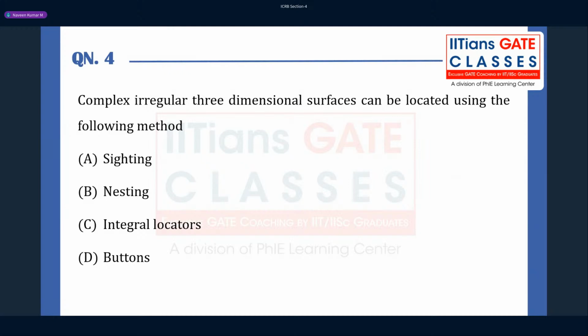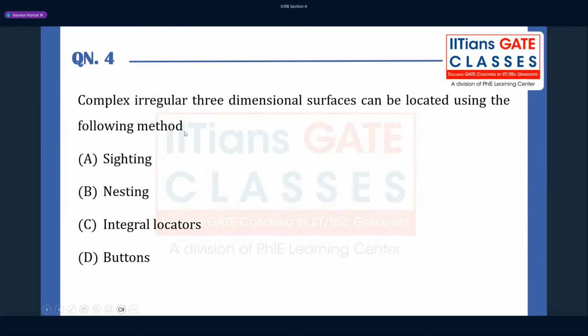But if you're preparing for the engineering services examination, then this kind of thing will be covered in detail in the syllabus. Yet again, the question is a little out of syllabus. But they said jigs and fixtures, so you have to know everything about them. One more problem here is that unless you see it, you won't be able to remember it. That is a problem with manufacturing. So fine, let's discuss what is what. If you know, it's good. If you do not know, no worries, I'll be discussing. Let's see what is sighting, nesting, integral locators, buttons, and all.